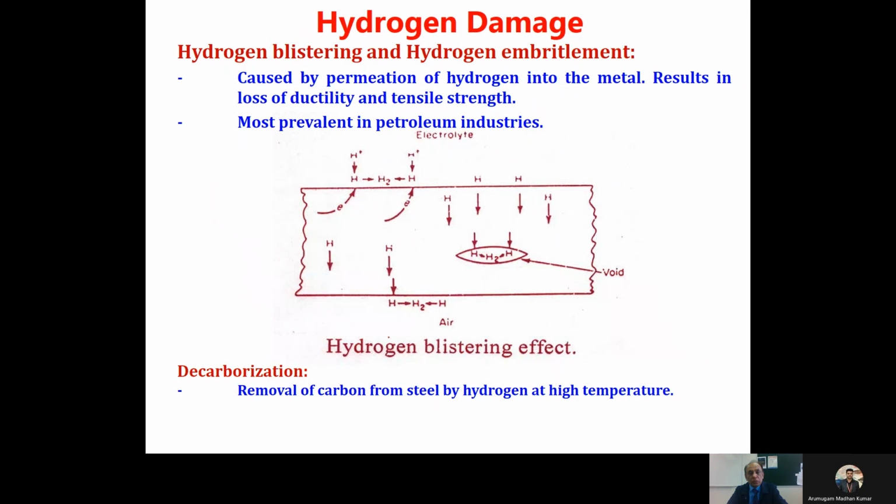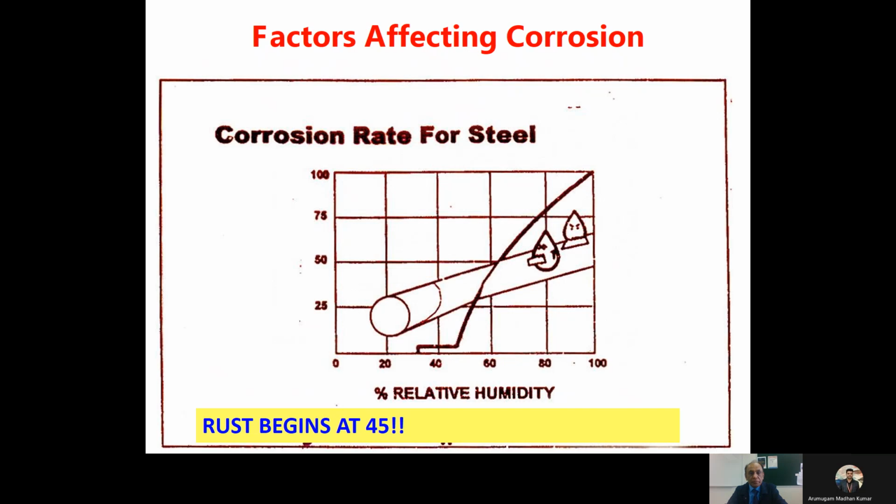Hydrogen damage, this kind of corrosion occurs in contact with acidic environment. So what happens in acid environment? The hydrogen will go into the metal, and then after some time, a lot of hydrogen is accumulated inside the metal, and when this hydrogen bubble bursts, then a blistering type of corrosion takes place. So this is also a severe kind of corrosion, and mostly encountered in the petroleum industry where acidic environment is found.